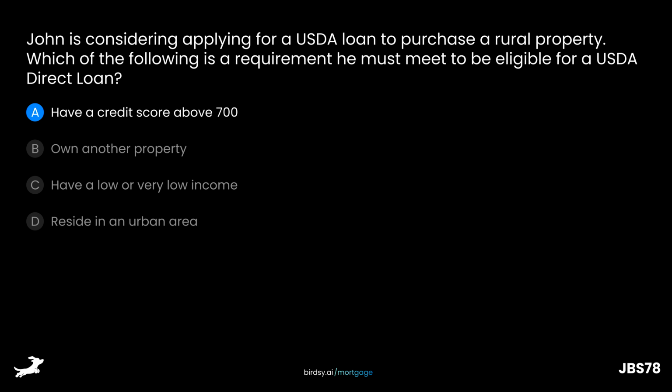Is it A, have a credit score above 700? B, own another property? C, have a low or very low income? Or D, reside in an urban area? The answer is C, have a low or very low income.